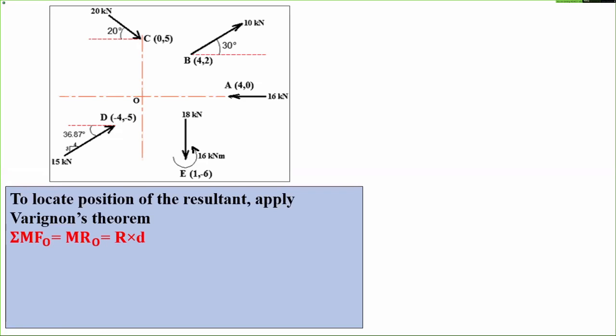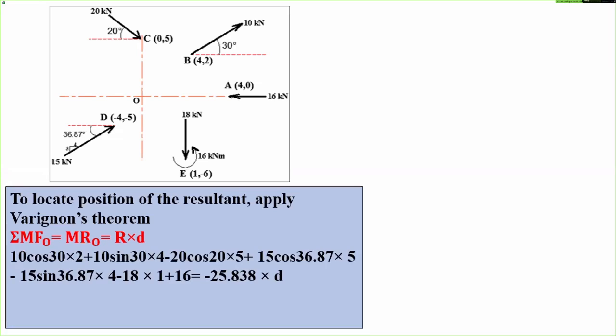And the moment of the resultant is R into d, where d is the perpendicular distance between the line of action of the resultant and the point O. In this case, we are considering it as point O. Then one by one, observe this carefully. Let us look at each moment one by one first.